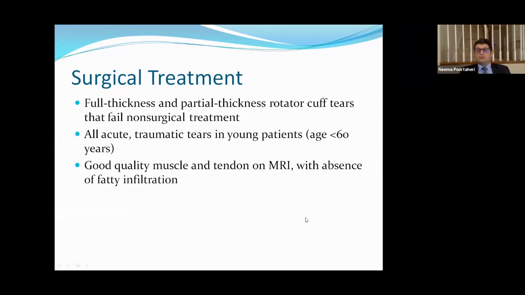It's also important to know, in order to qualify for surgery, as far as your rotator cuff tendons go, you need to have good muscle and tendon on the MRI. Folks who do come to me oftentimes have very large rotator cuff tears, and sometimes the tendon quality is not good, and there's significant atrophy, and unfortunately, these cannot be fixed.